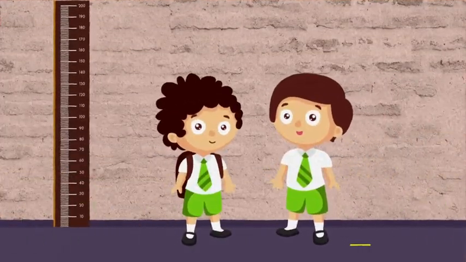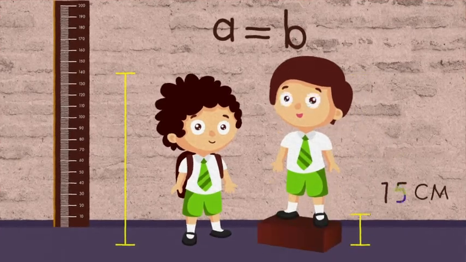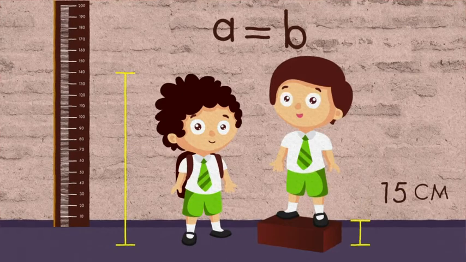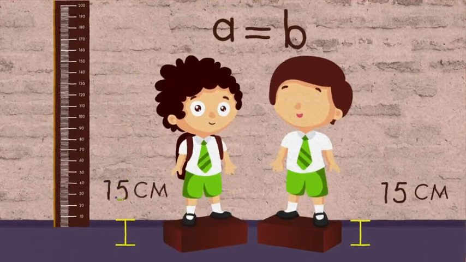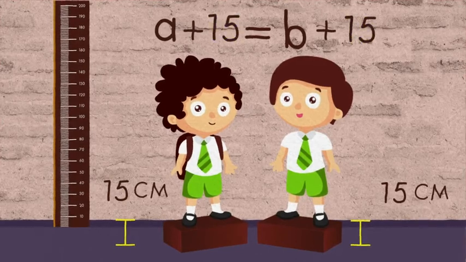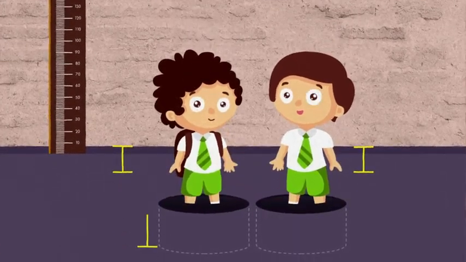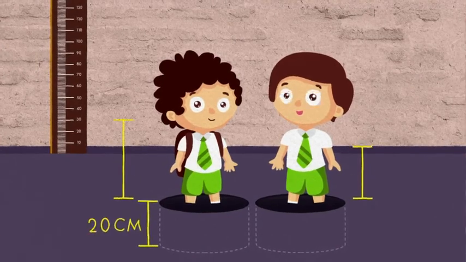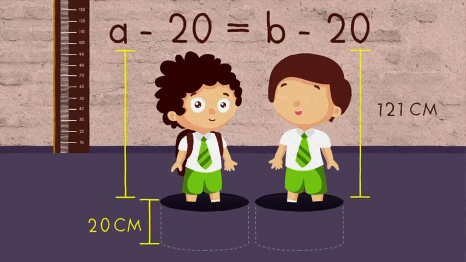Suppose that 2 of those boys, Adnan and Baz, are the same height. Adnan stands on a box that is 15 centimeters high. If Baz stands on another 15 centimeter box, he and Adnan would still measure the same height because of the addition property of equality. Now, what if each steps inside a hole that's 20 centimeters deep? They would still measure the same because of the subtraction property of equality.